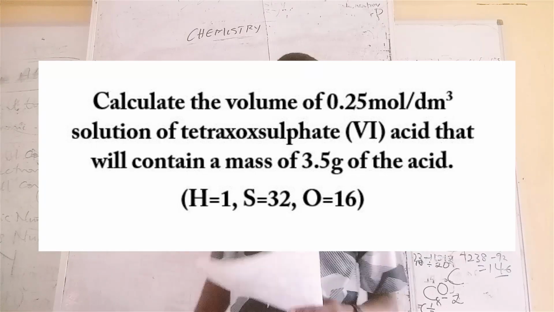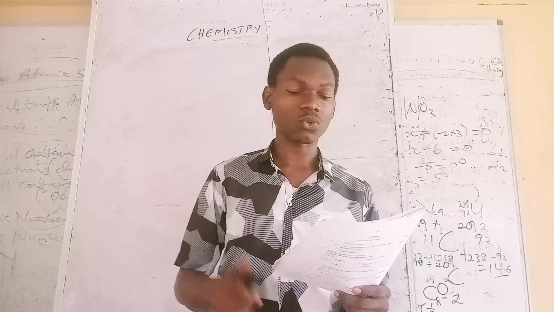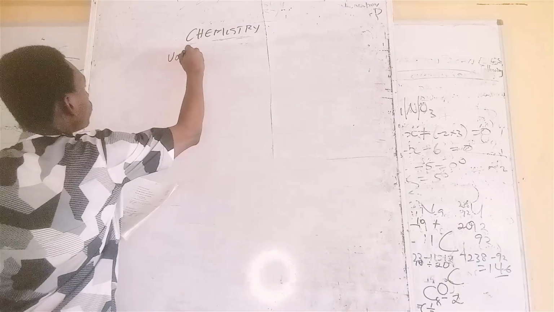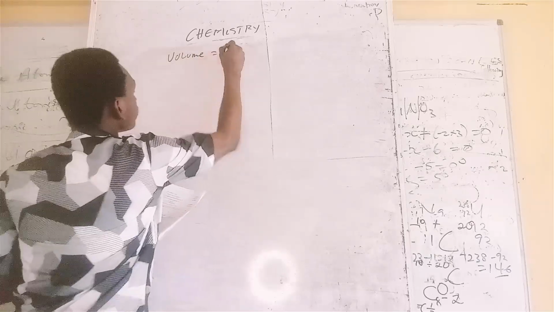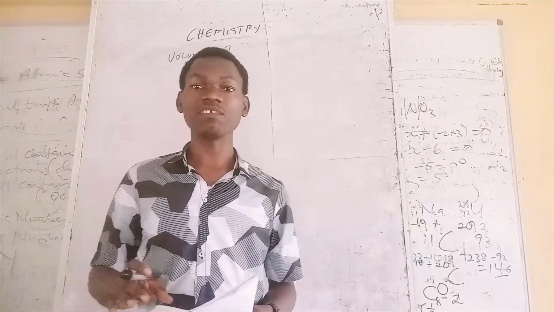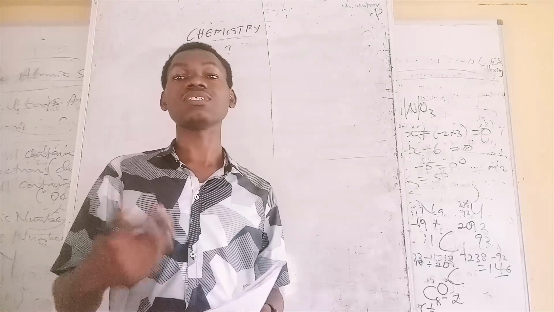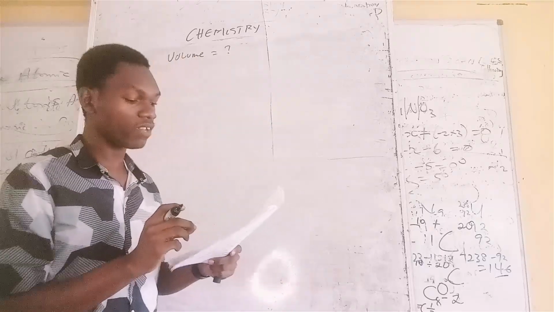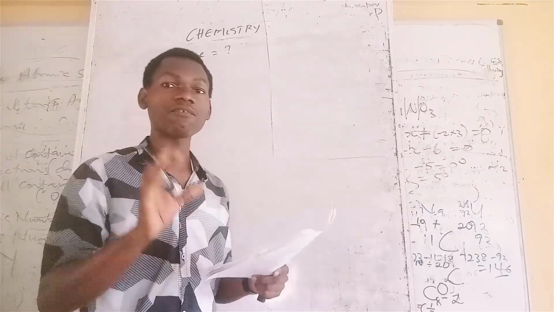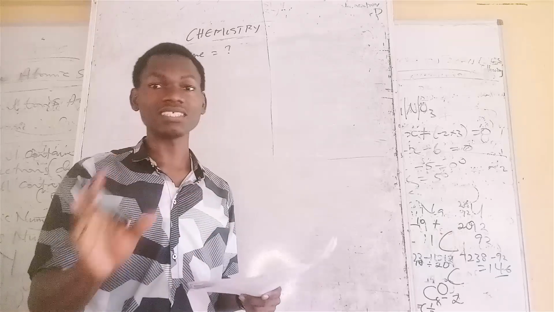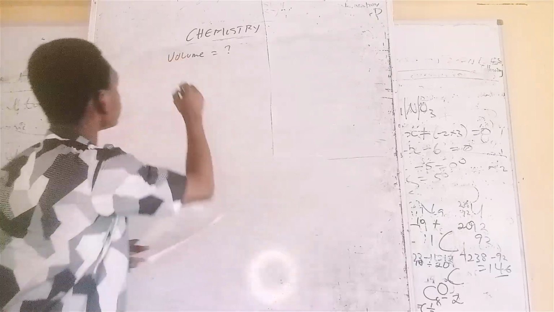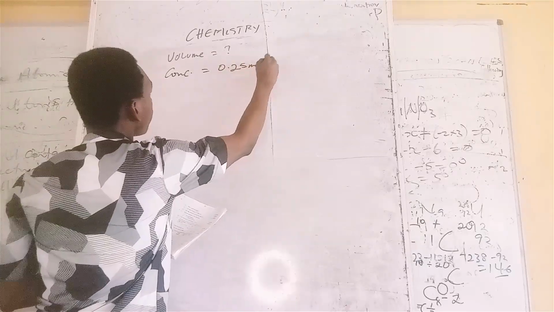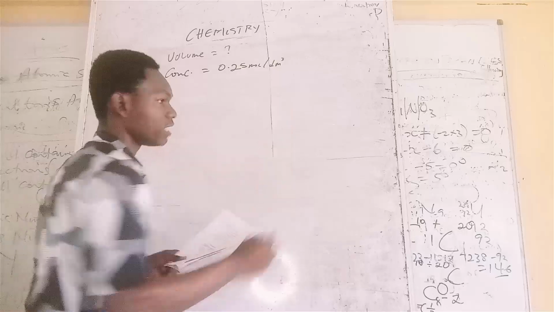Very quickly, if you look at that question, what we are being asked to calculate is volume. Now let's write that down. Volume, question mark. Now, what other parameters are we given? Because it is the parameter we are given that will determine what we are solving or the formula to apply. In that question, we are given 0.25 mole per dm cube, and we know mole per dm cube is concentration, right? So the concentration there is 0.25 mole per dm cube.